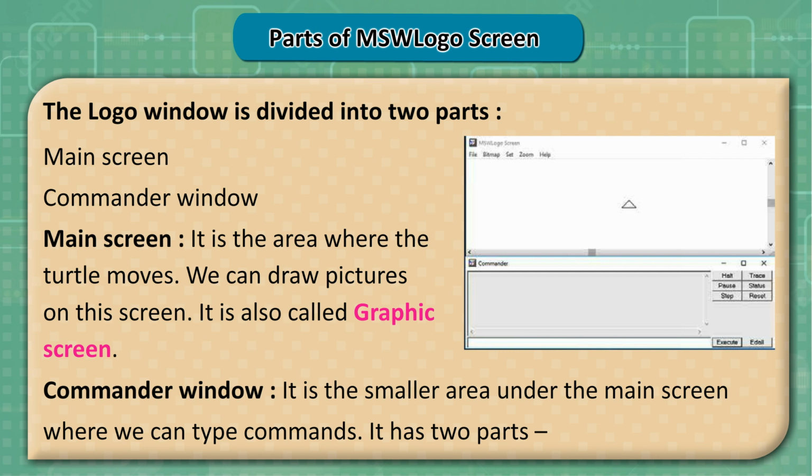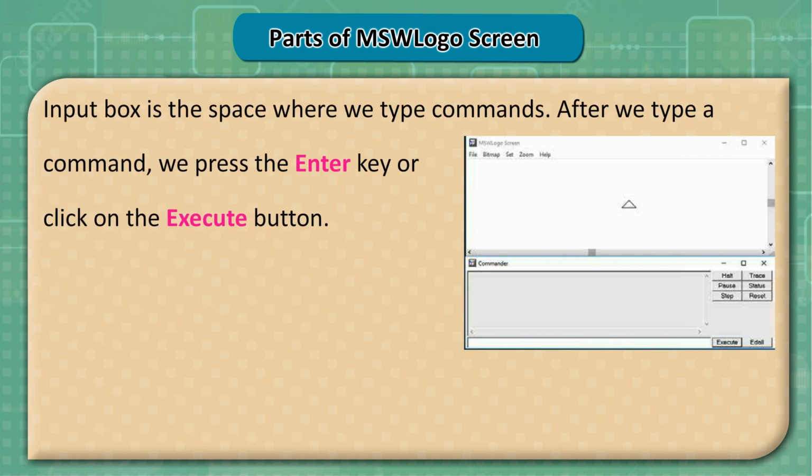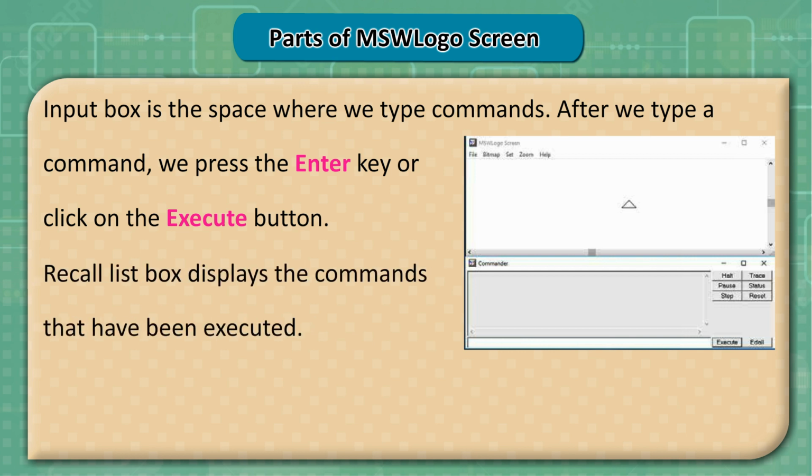Commander window. It is the smaller area under the main screen where we can type commands. It has two parts. Input box is the space where we type commands. After we type a command, we press the Enter key or click on the Execute button. Recall list box displays the commands that have been executed.